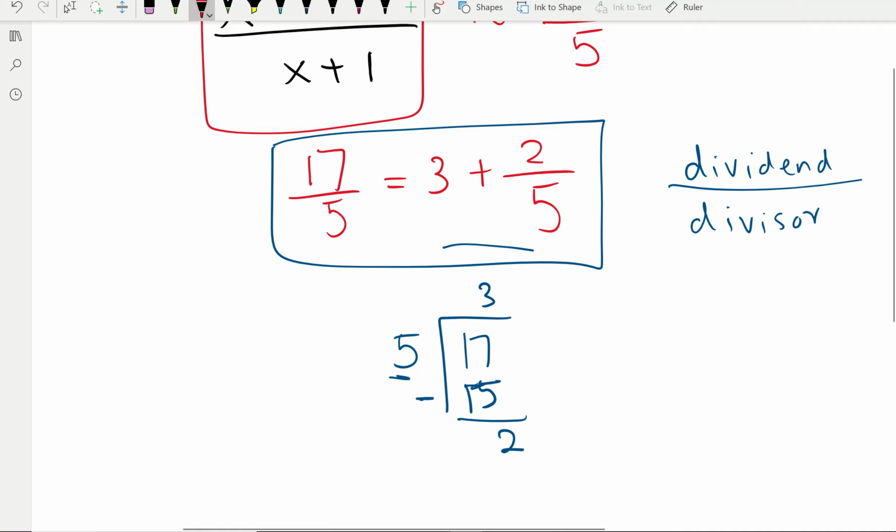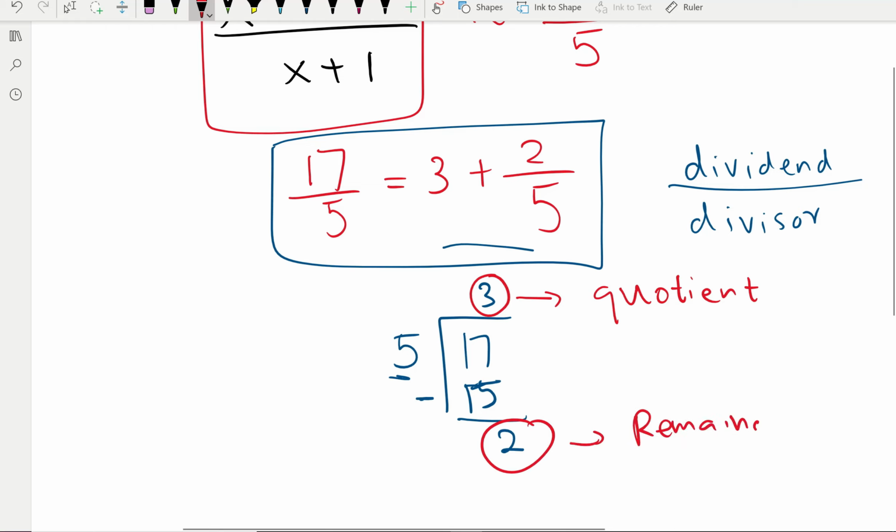The long division. Now this 3, what we get here, we call it the quotient, okay? Quotient. And this 2, what's left here, we call it the remainder. Remainder. Now the names are important, okay? So let's put them there. Alright, now can you see the relationship? So the 3 that I have here is actually the quotient. The 2 that I have here is actually the remainder.